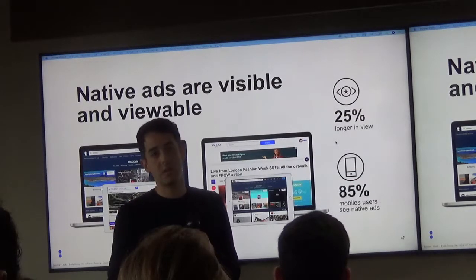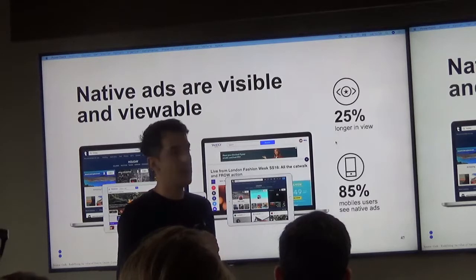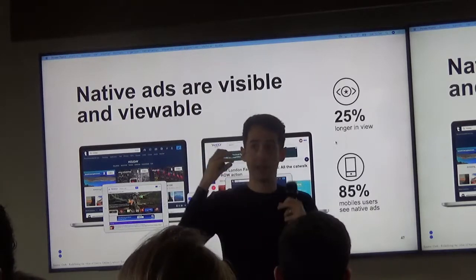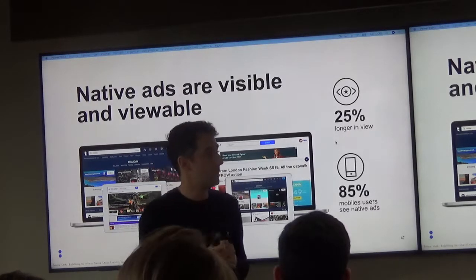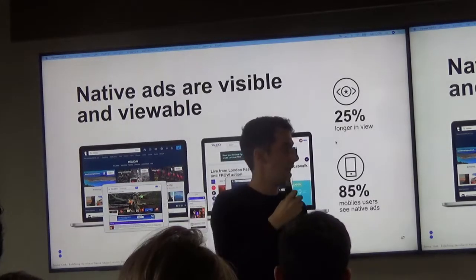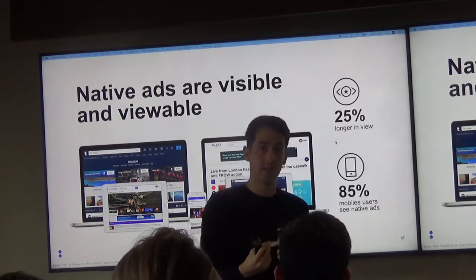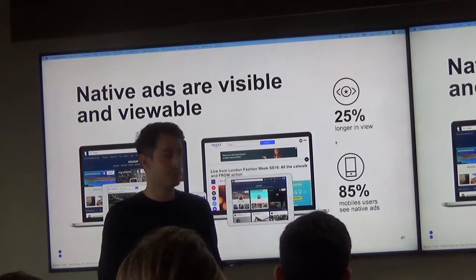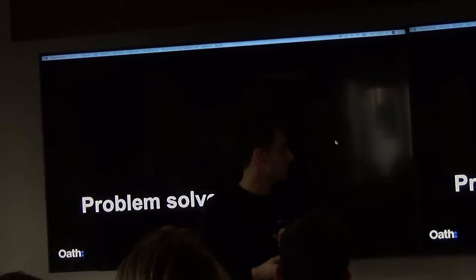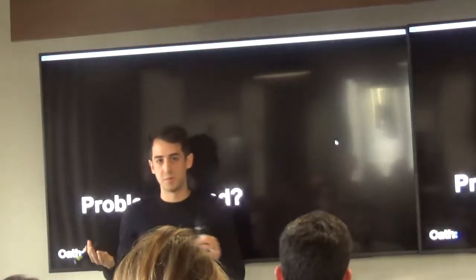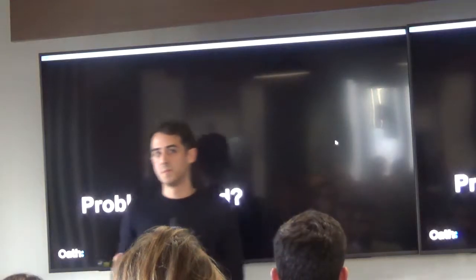And what we also learned was that the native ad was 25% longer in view. And when they did the visual tracking, so we had people wear headsets and we were following the movement of the eyes, we learned that on a mobile page, 85% of users were fixating on the native advertising. So we understood that it has a very high viewability rate, which is again a very positive thing to come out of this research. So did we solve the problem? That's the question we wanted to know. Has native really solved the problem?